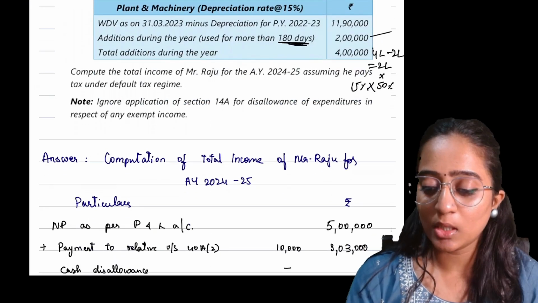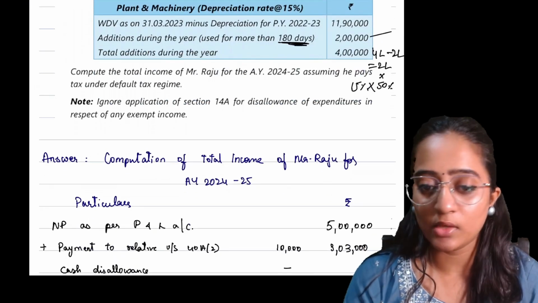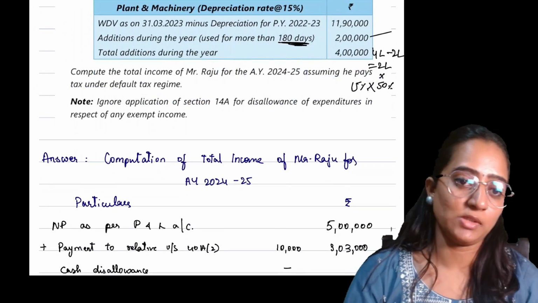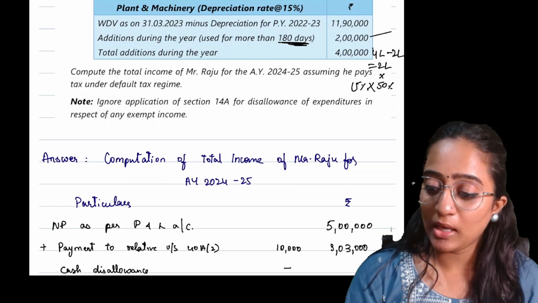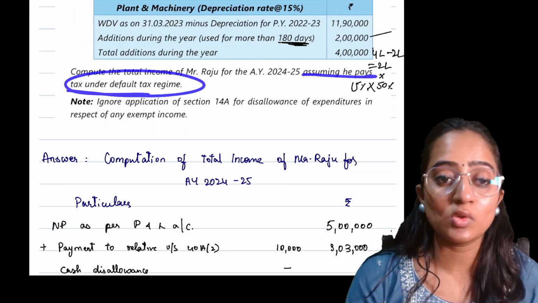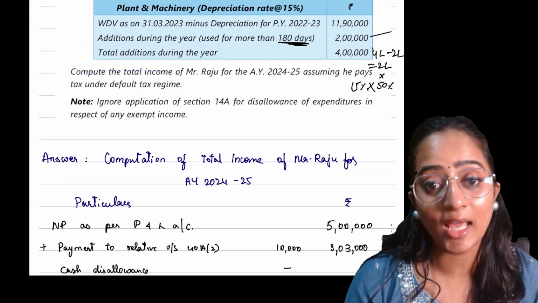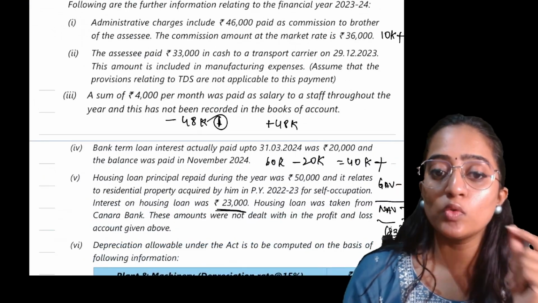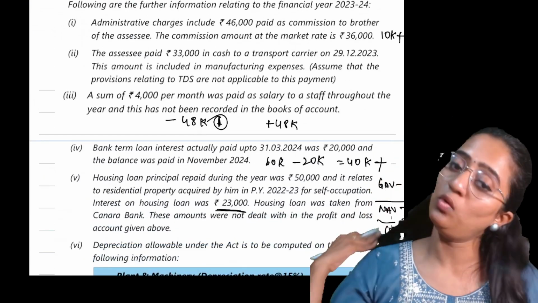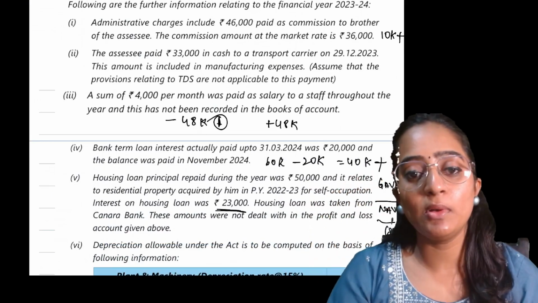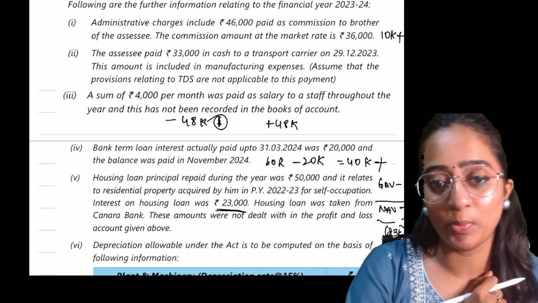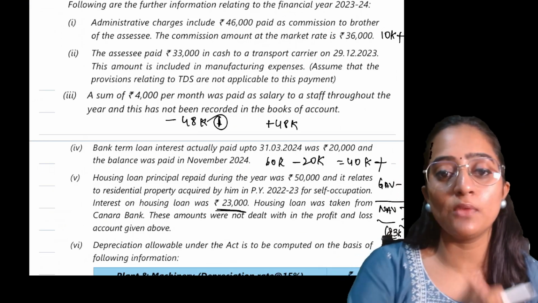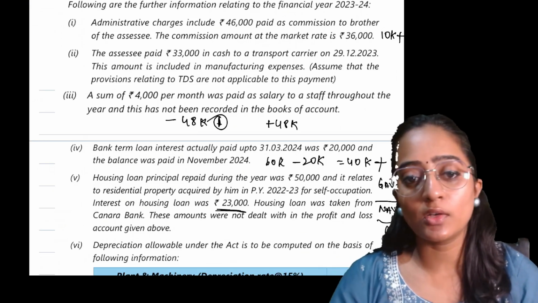So compute the total income of Mr. Raju for AY 24-25, assuming he pays tax under the default tax regime. Clear? Pays tax under the default tax regime. So they are expecting you to do it on the default tax regime basis. Then remember, under the default tax regime, you have no interest allowance. You have no interest deduction allowable for your self-occupied property. Interest deduction is allowed under let-out property for this default tax regime, but it is not allowed under your SOP.